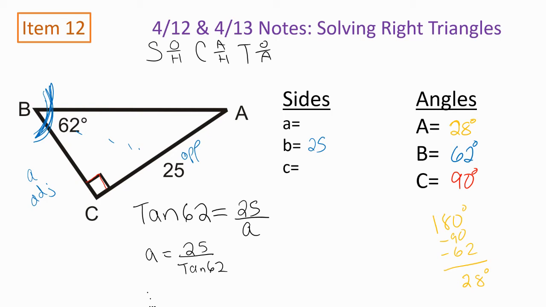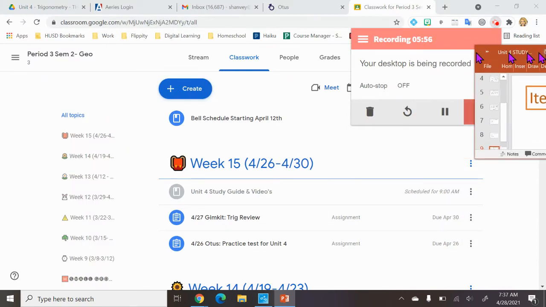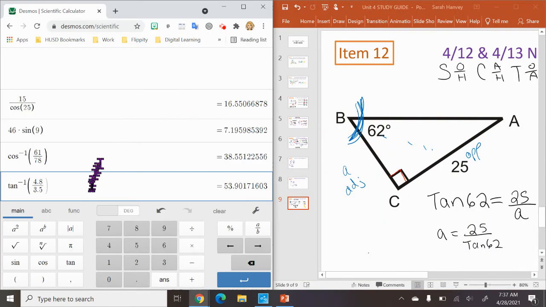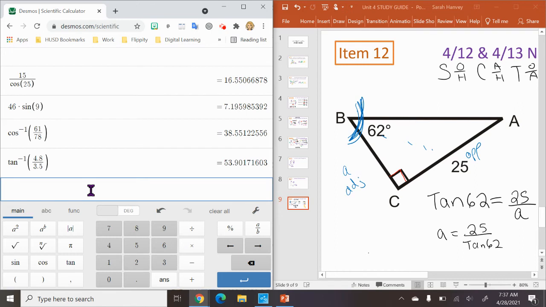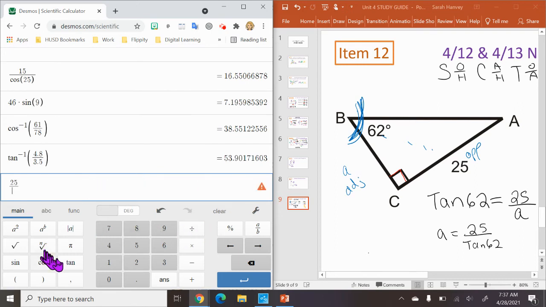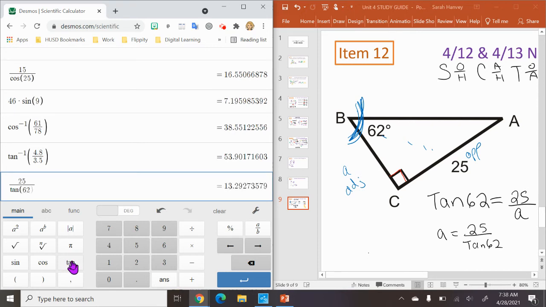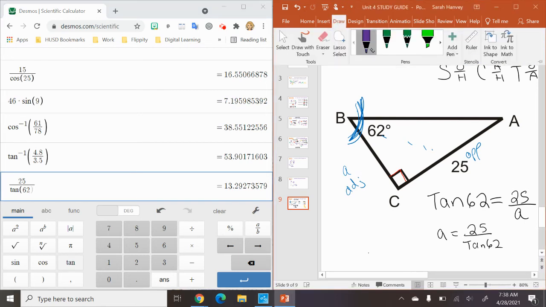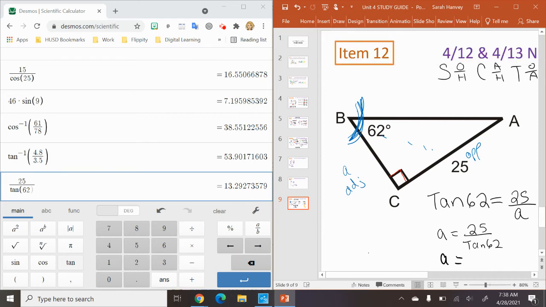And obviously, we need to find our calculator again. And I think I found it. I just got to put this to the side. There it is. Okay. And so we're going to do 25 divided by tangent of 62. And we get that side A is, let's round it to 13.3. So that's how long this is, 13.3.